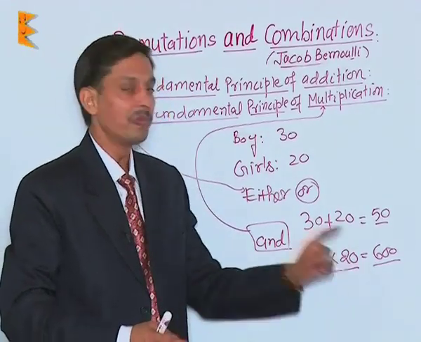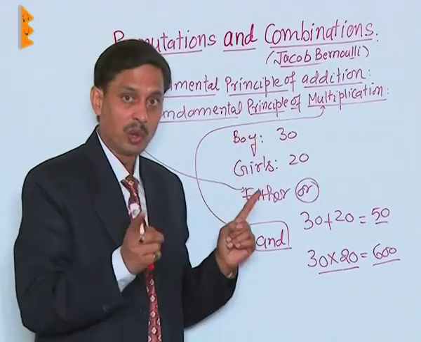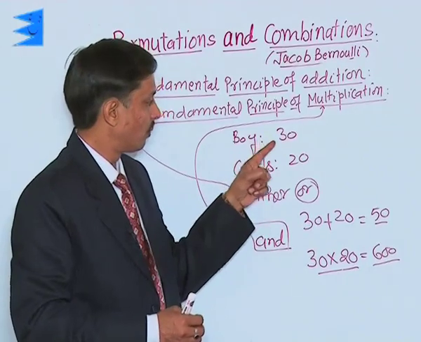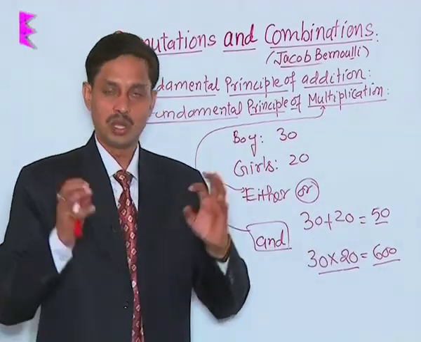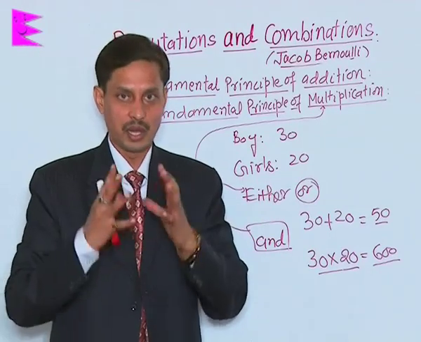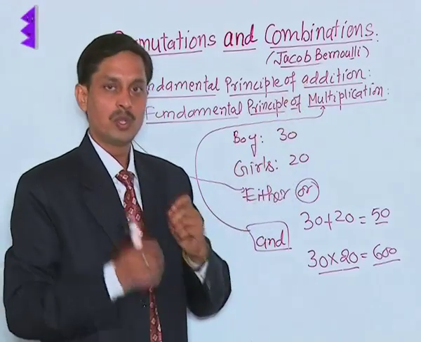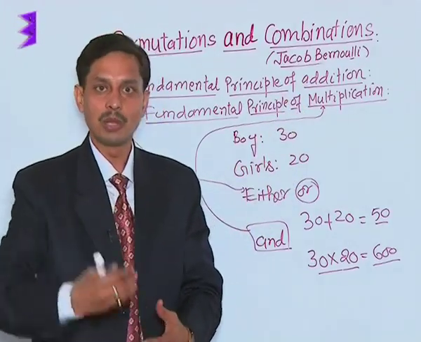30 into 20, he has 600 options. But one monitor either from a girl or from a boy, that is the answer: 30 plus 20, that is 50. So read the problem carefully, try to diagnose, try to understand which fundamental principle is applicable, and then apply it and solve the problems.